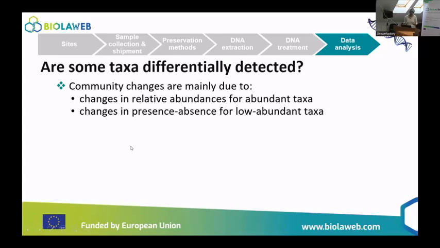So one of the most interesting questions was, are some taxa differentially detected? In fact, when we look in more detail at these results, we could see that there are changes in relative abundances, but this is for abundant taxa. We have these changes that are modifying the repartition. And also we have changes in the presence-absence, but only for low abundant taxa.